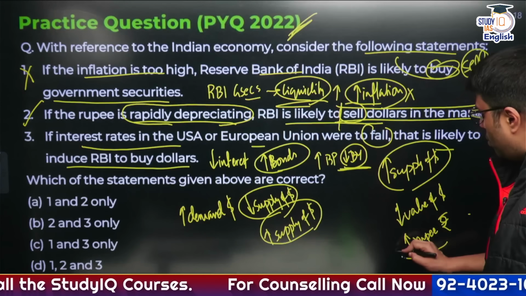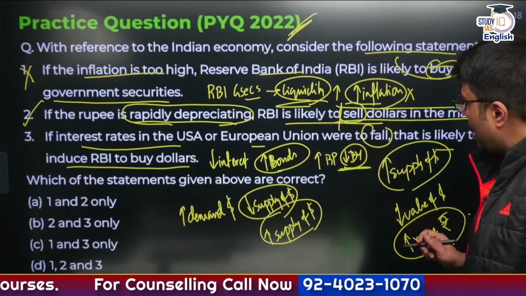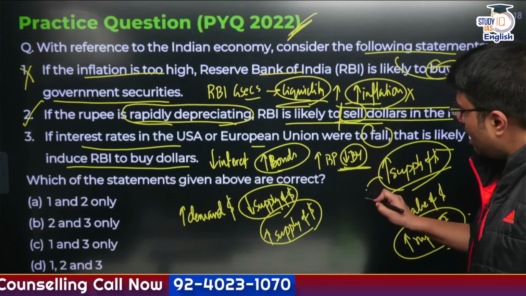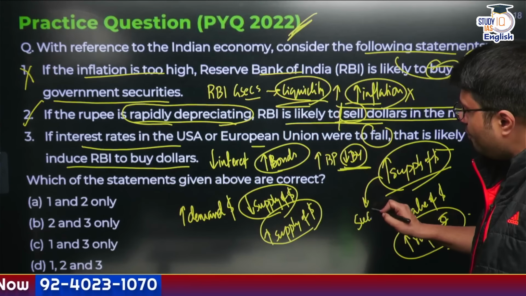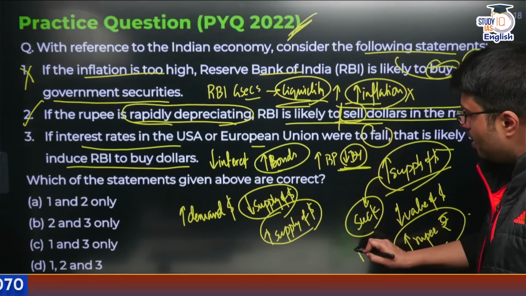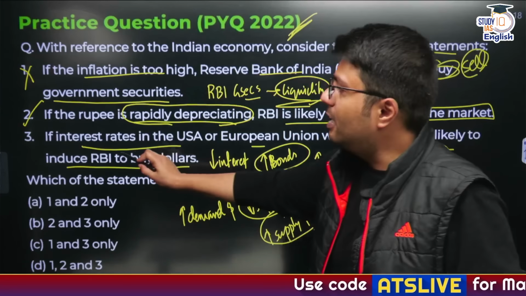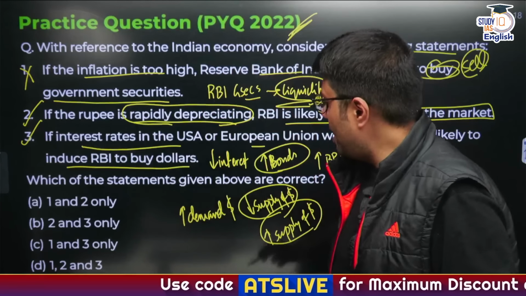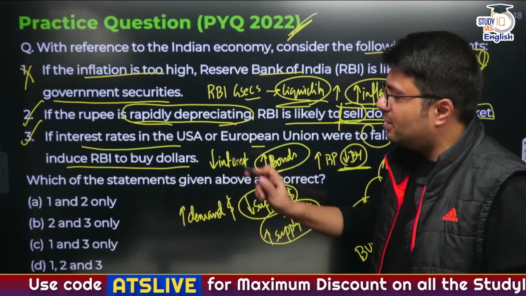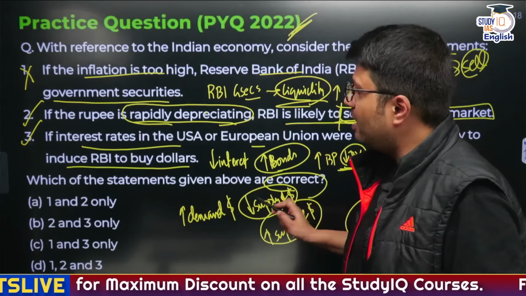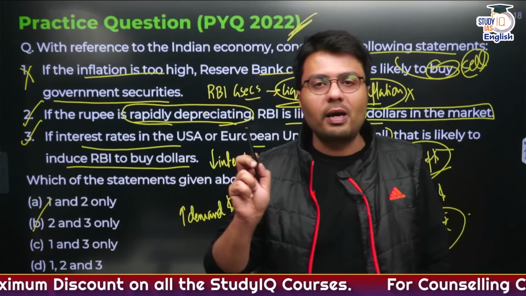Now, to control this appreciation of rupee, what would RBI do? It would suck out this excess supply of dollars in the economy. How? By buying dollars in the economy. So third statement is a correct statement. What we understood from this discussion, second and third statements are right, and we have to identify the correct statement. Option B becomes your right answer.